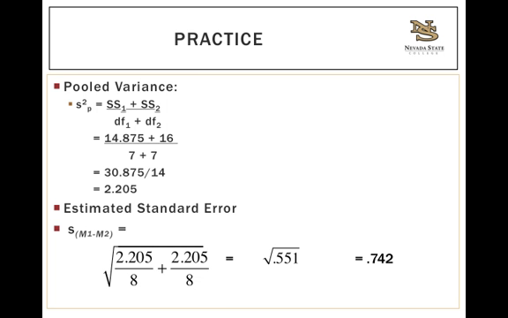Okay, so we finally got to our estimated standard error, which, remember, is the bottom of our t formula, right? So now we have everything that we need to calculate t, but let's go ahead and go through each step of our hypothesis test. Okay, so our null hypothesis is always that there's no difference.